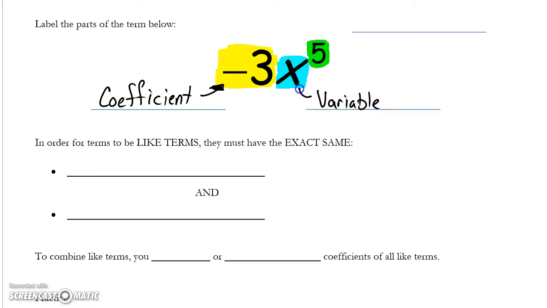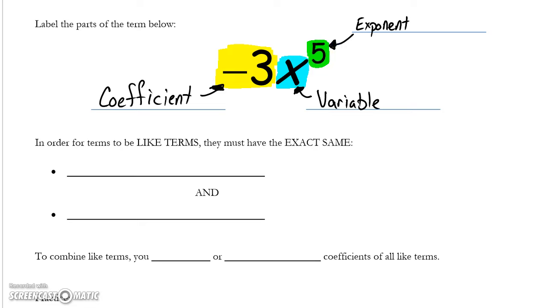Anytime we have a number in front of a variable, that's saying to multiply, but we also call that number a coefficient. And then our third piece here is our exponent. In this case, it's 5. Those are three really important parts to terms.